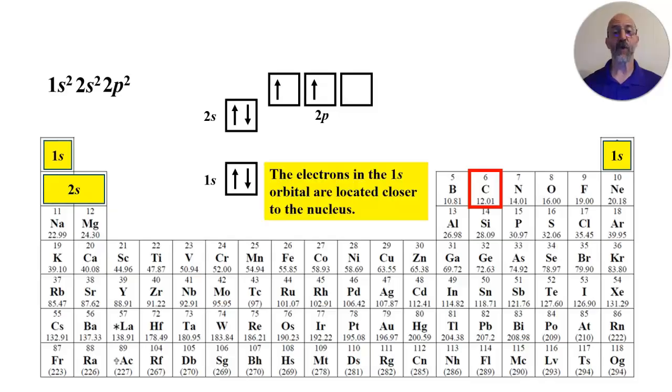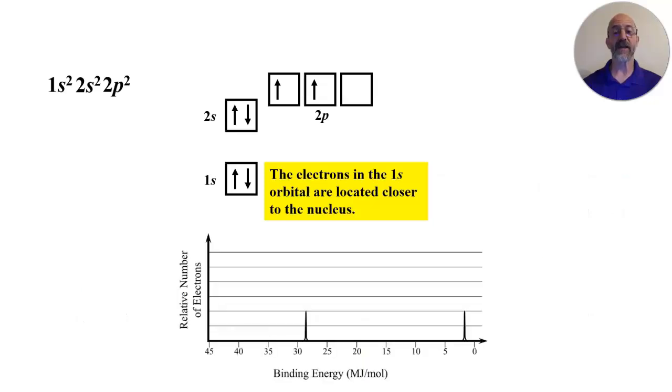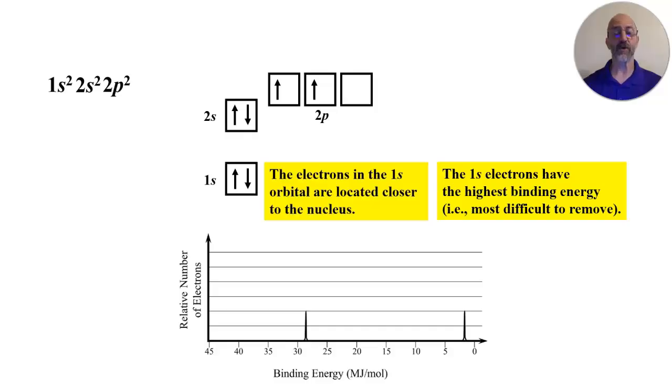Since the electrons in the 1s orbital are located closer to the nucleus, then they should be more difficult to remove. So the 1s electrons have the highest binding energy. So on this diagram, the peak that is located between 25 and 30 megajoules per mole would correspond to the 1s electrons. That means that the peak that would correspond to the 2s electrons would be located on the far right between 0 and 5 megajoules per mole.